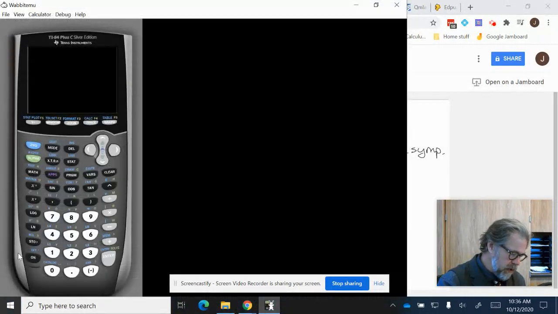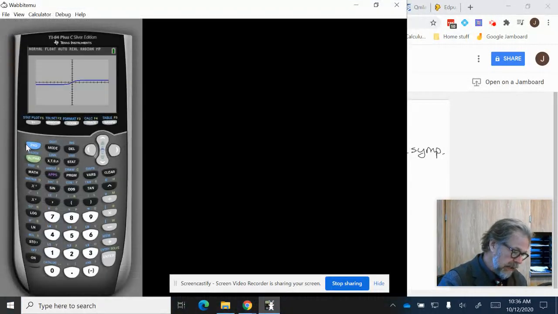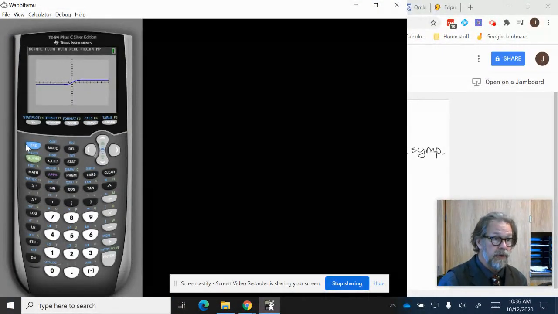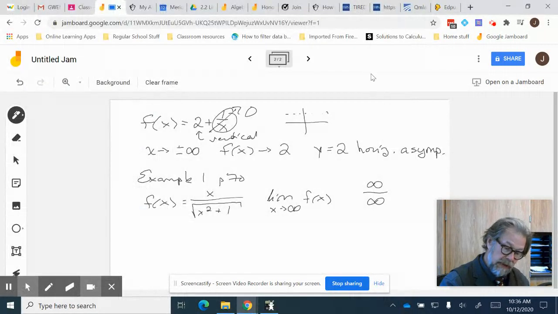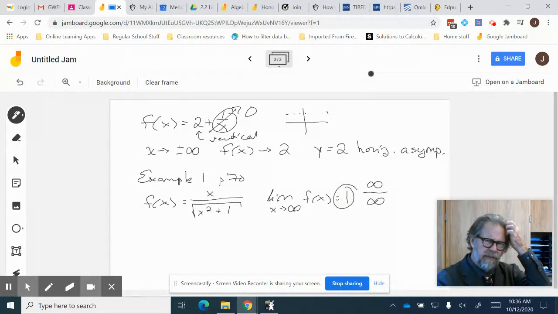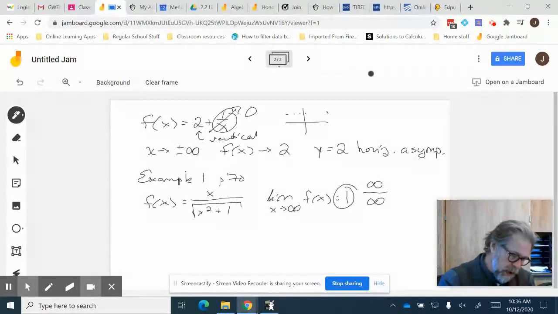If I pull up the graph of this function, what I see is that it appears to have a limit of 1. And that makes a certain amount of sense because with infinity over infinity, picking some really large number divided by itself, they're the same number. And the 1 becomes sort of insignificant.